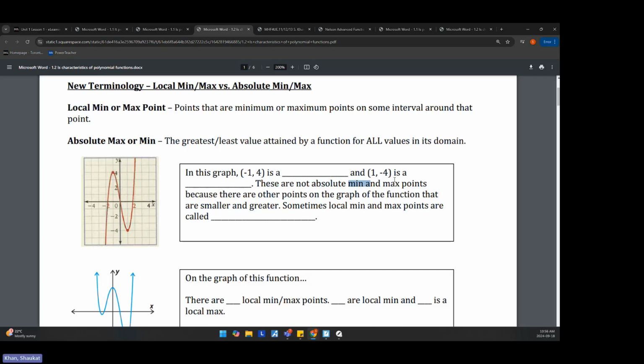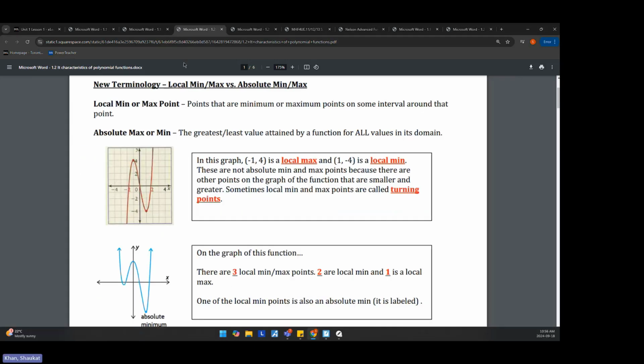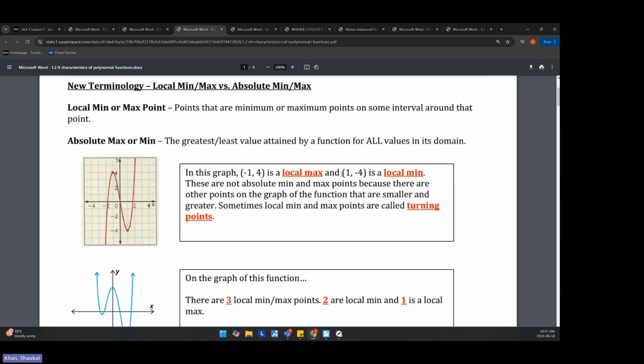So these are not absolute minimum and maximum points because there are other points on the graph of the function that are smaller and greater. Sometimes local min and max points are called, this is important, turning points. And here, I'll share this with you so you guys can see. So local max, local min, and turning points.